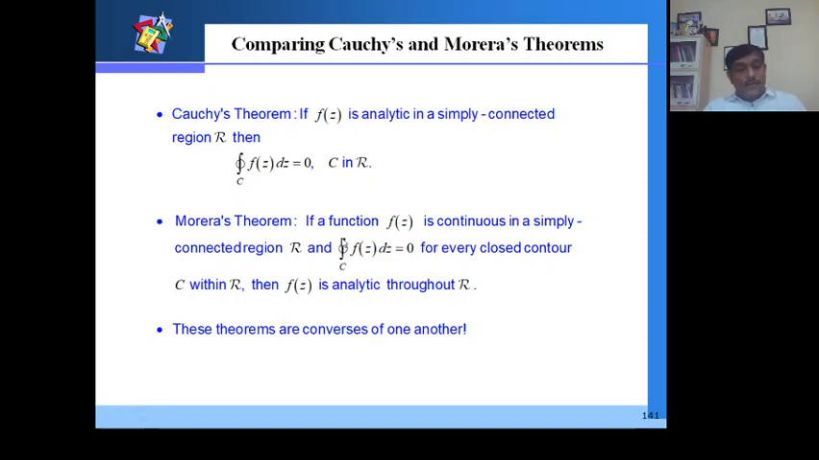What is Morera's theorem? If a function f of z is continuous in a simply connected region R and the integral upon C of f of z dz is equal to 0 for every closed contour C within R, then f of z is analytic throughout R, which means these two are converses of one another.